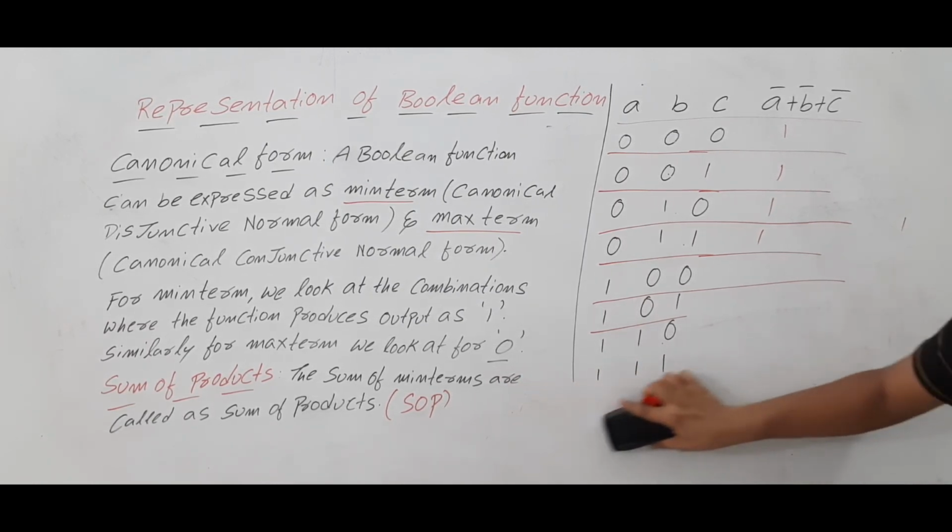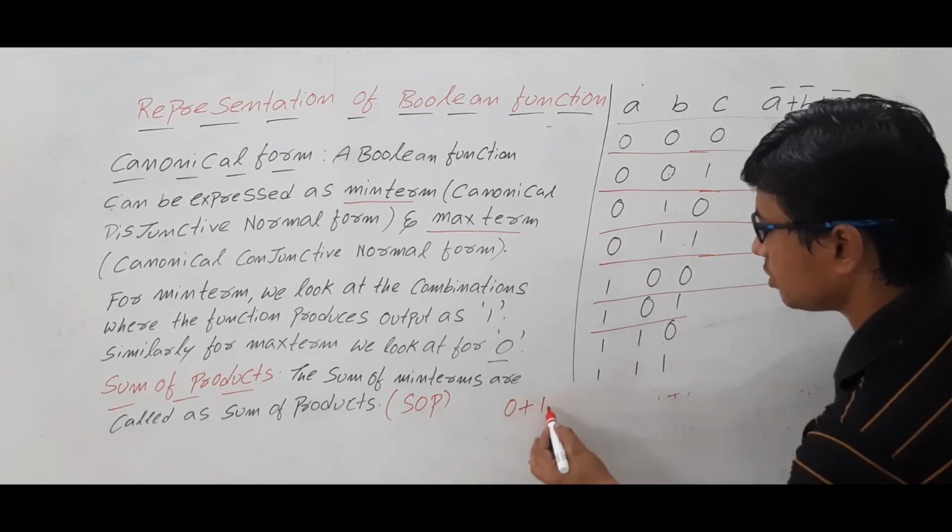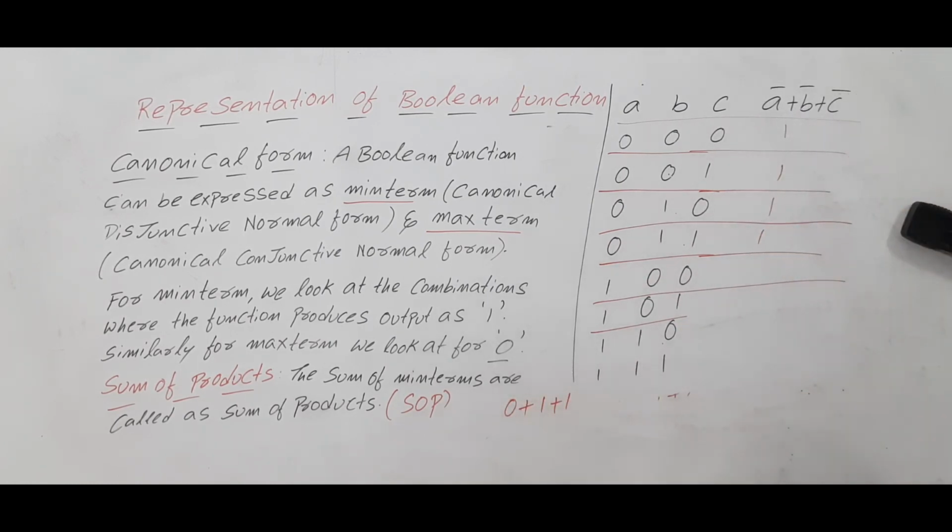A is 1, B is 0, C is 0. So A's complement will become 0, B's complement will be 1, C's complement will be 1. So you got the output as 1. Is it clear? Are you able to understand?